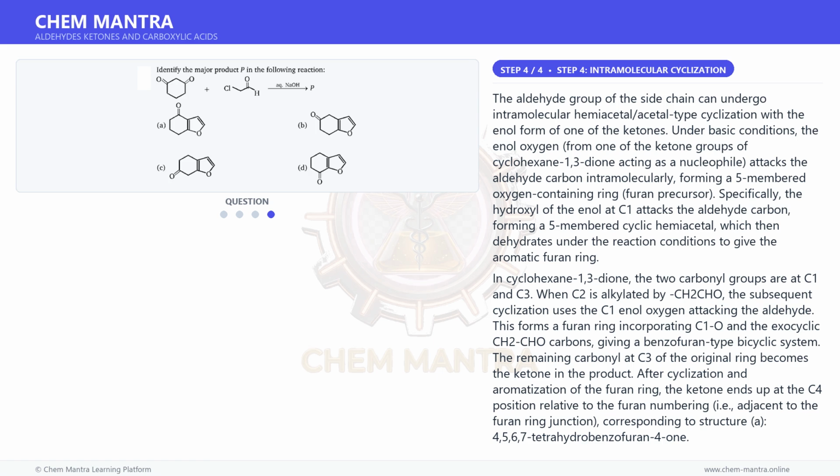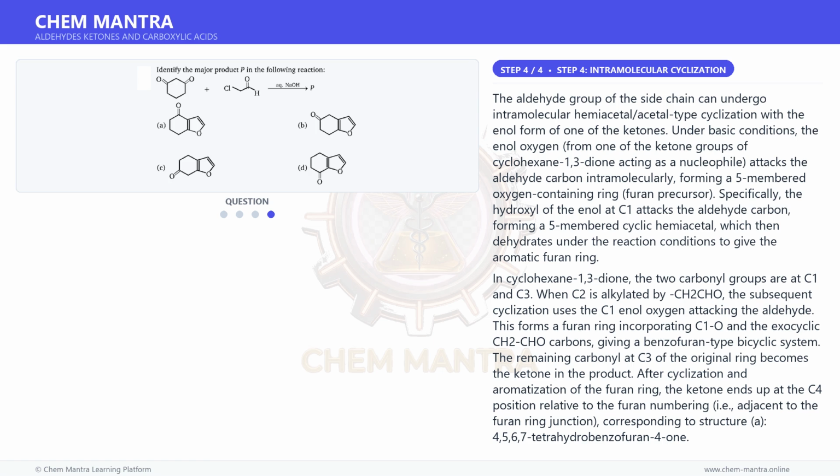Specifically, the hydroxyl of the enol at C1 attacks the aldehyde carbon, forming a 5-membered cyclic hemiacetal, which then dehydrates under the reaction conditions to give the aromatic furan ring. In cyclohexane-1,3-dione, the two carbonyl groups are at C1 and C3. When C2 is alkylated by CH2CHO, the subsequent cyclization uses the C1 enol oxygen attacking the aldehyde.